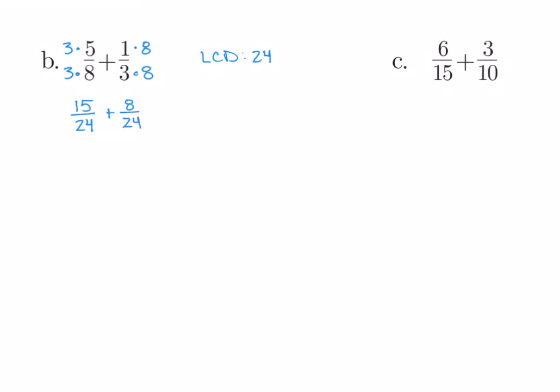Now that my denominators are the same, we can go ahead and add. We get 15 plus 8 is 23. Keep the bottom. We get 23 over 24. This does not simplify, and so we are done.